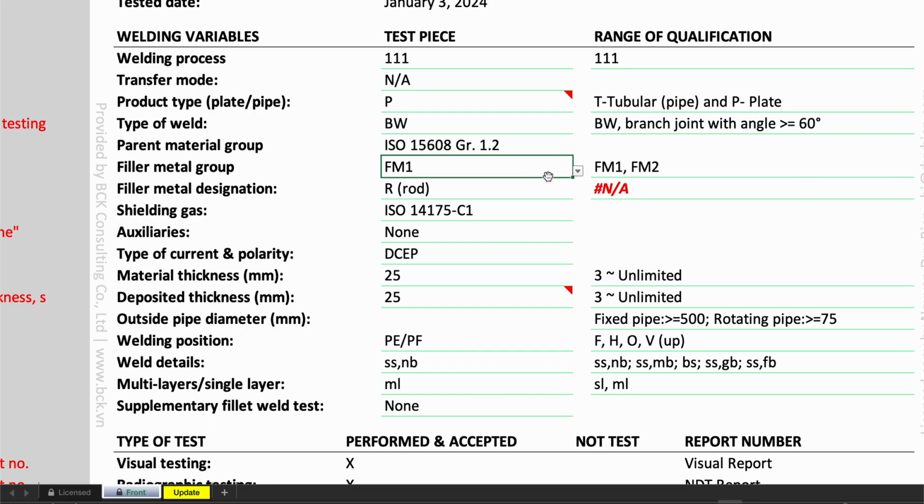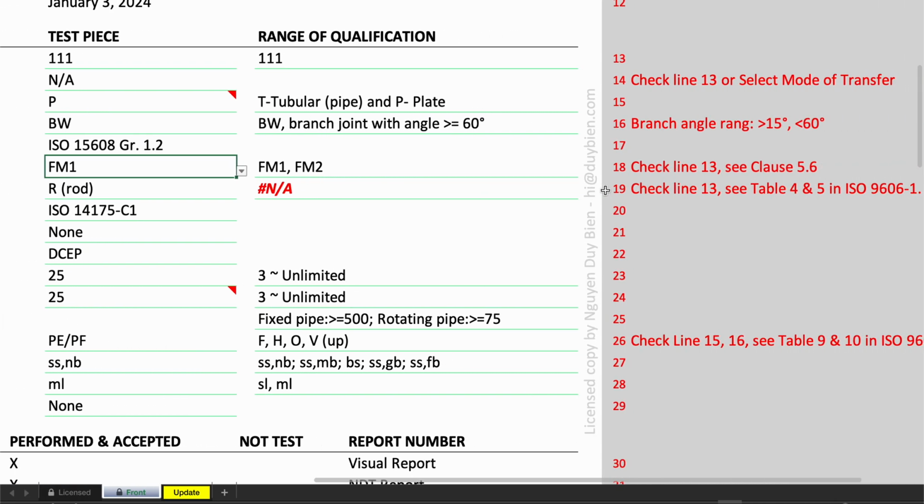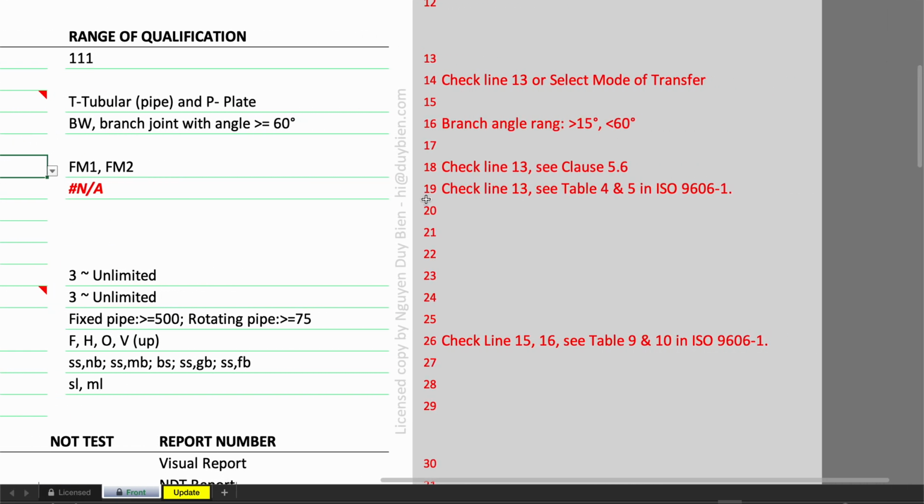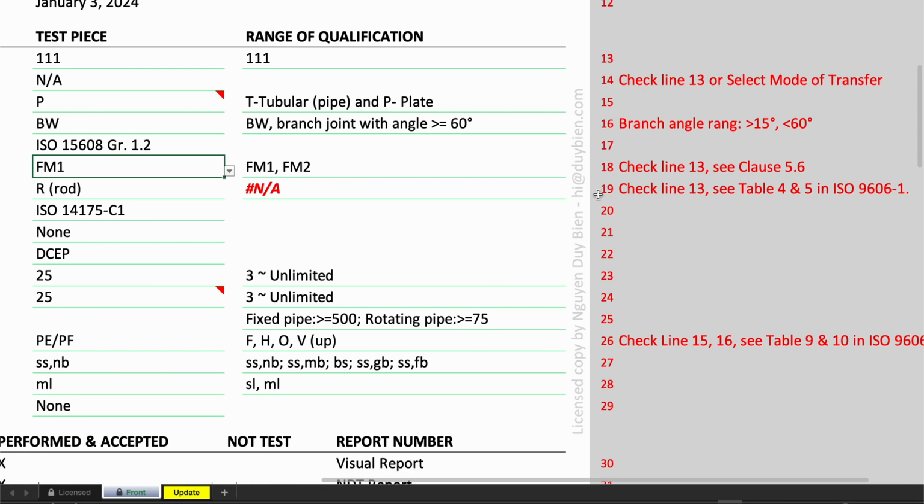For the filler metal, you choose number 1, followed by FM1 and FM2. This is correct. For the filler metal design, you see NA here. When you see NA, you should look at the right column, line number 18, or see table 4 or table 5.